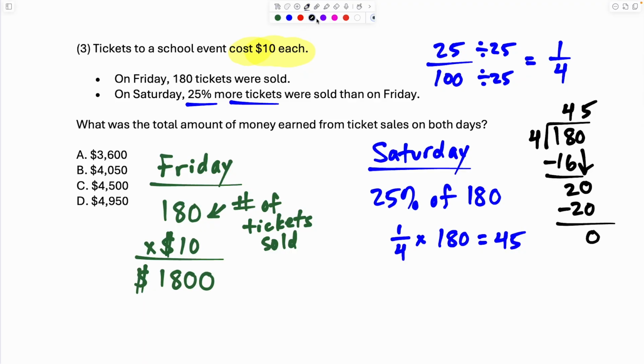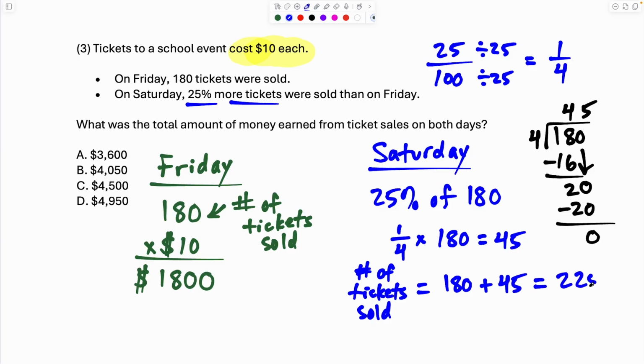So if we want to calculate the number of tickets sold for Saturday, the number of tickets sold is equal to the number of tickets sold on Friday, which was 180, plus the 25% increase, which is 45. So we add these two numbers together and we get 225. If we have to, we could do something like that on the side. 180 plus 45: 0 plus 5 is 5. 8 plus 4 is 12, carry the 1. 1 plus 1 is 2. So we get 225.